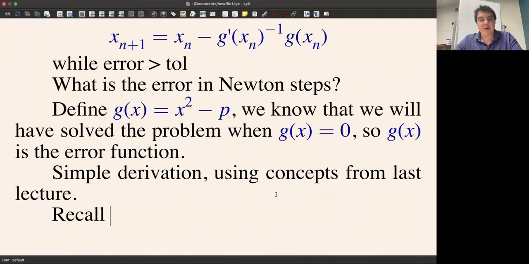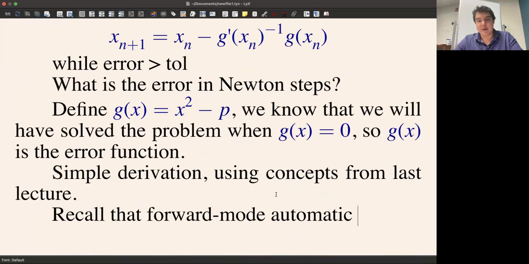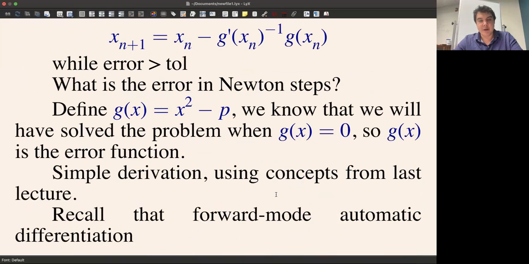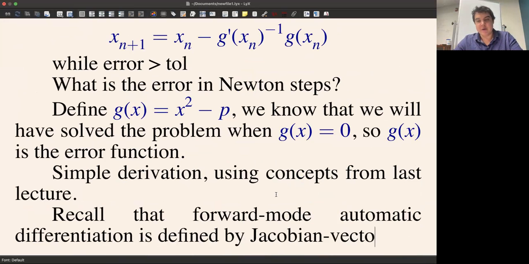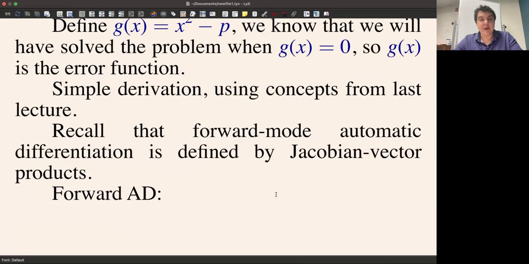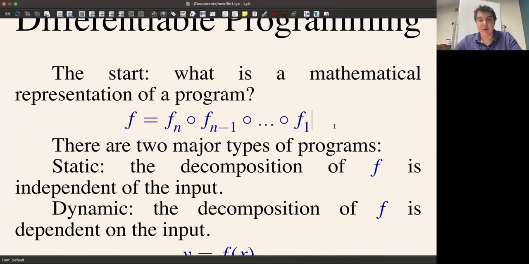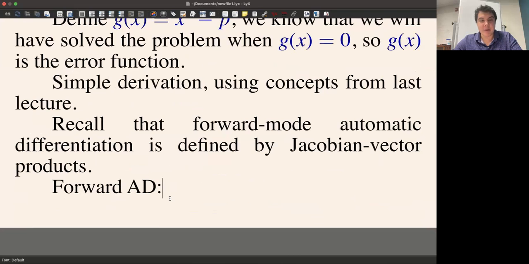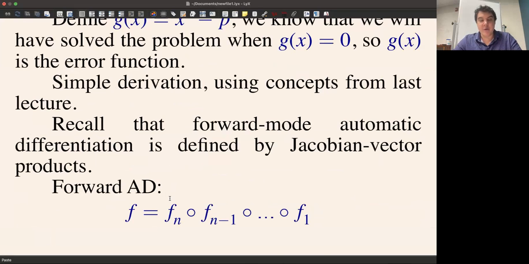So recall that forward mode automatic differentiation is defined by Jacobian vector products, right? So forward mode AD is defined by doing so. Let's say we have a program, let's say we have this program, right? Then forward mode AD.